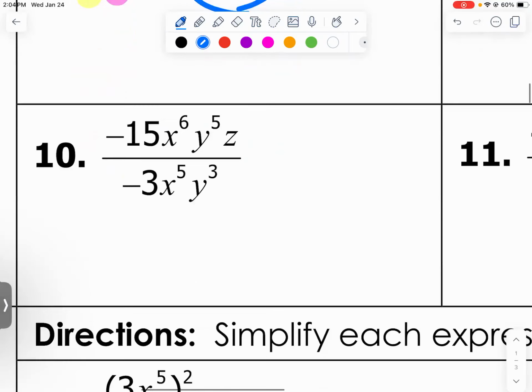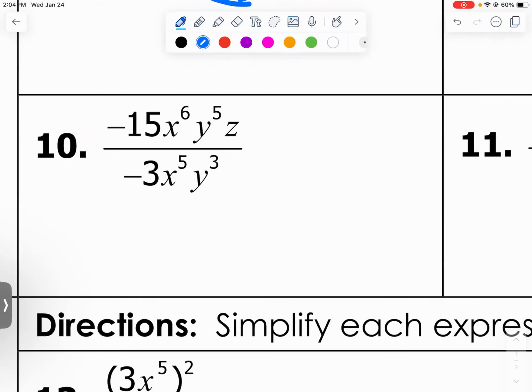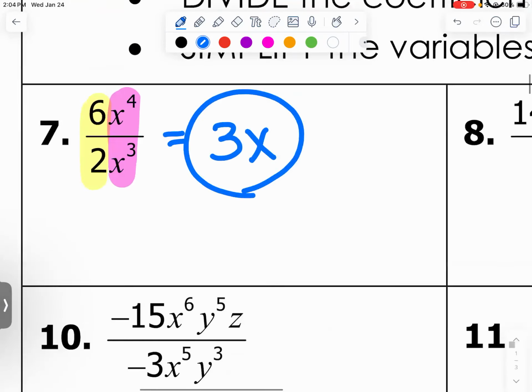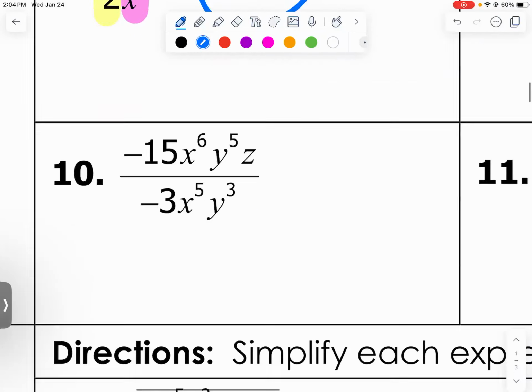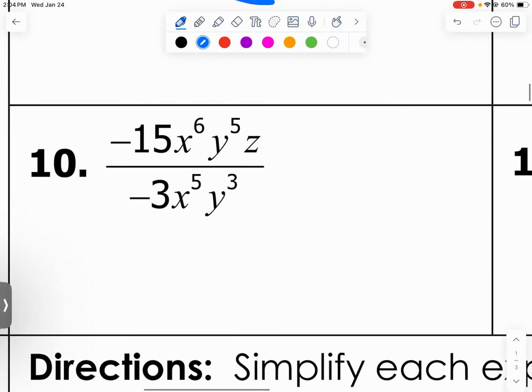Okay, so let's go down to this number 10. So 6 divided by 2 gives us the 3. Are you okay with that? And then, okay, let's go to number 10. We're going down to number 10.